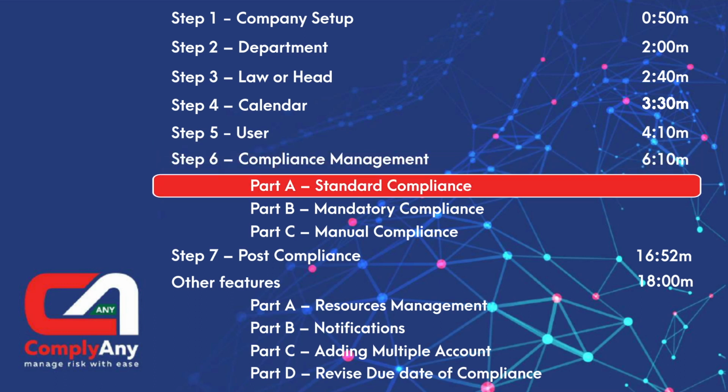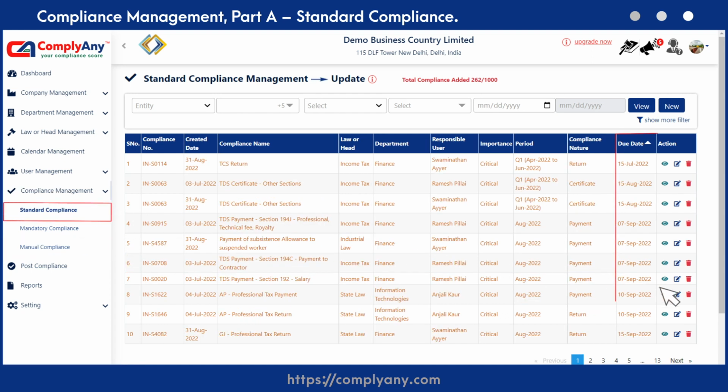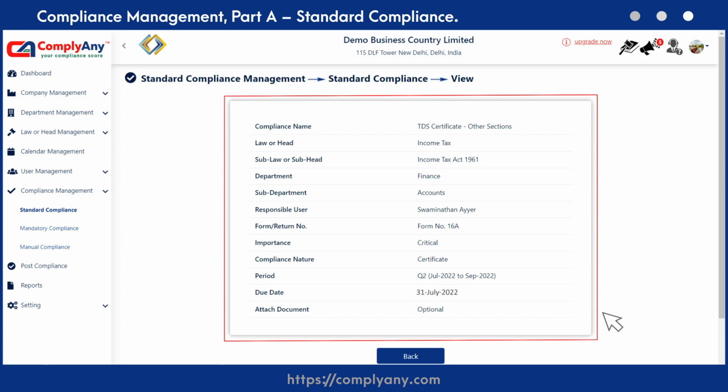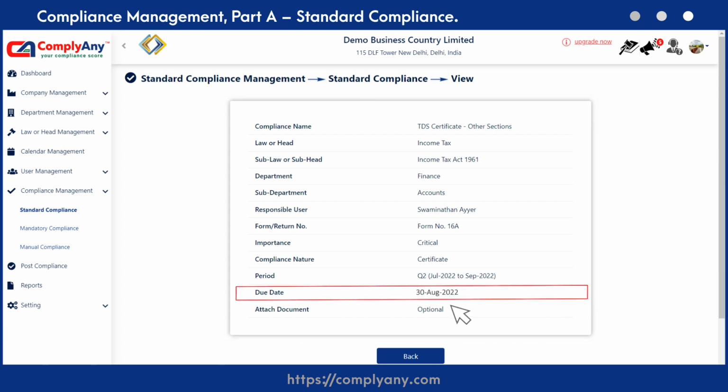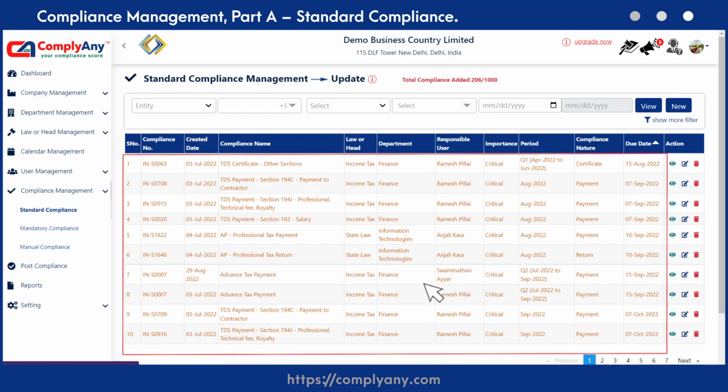Step 6. Compliance Management. Part A. Standard Compliance. There are 3 types of compliances in the system: 1. Standard compliance. 2. Mandatory compliance. 3. Manual compliance. Standard compliances are those for which the government or authority has fixed a date, for example, income tax return to be filed by the 31st of July of every year. The system has a list of these compliances. In case the date is changed by the government or authorities, the system will update these changed dates automatically. The user doesn't need to remember or make any date change. These compliances are shown in brown color font.